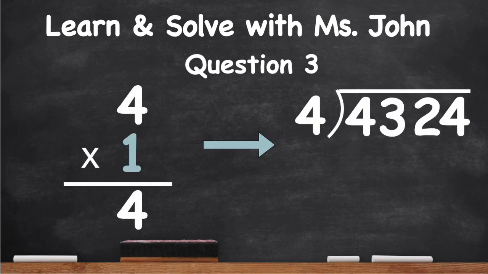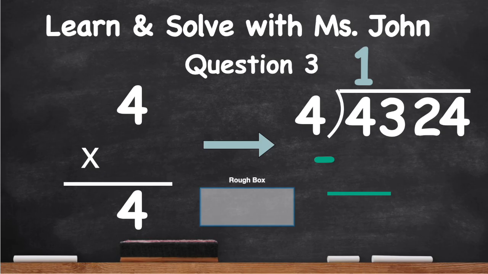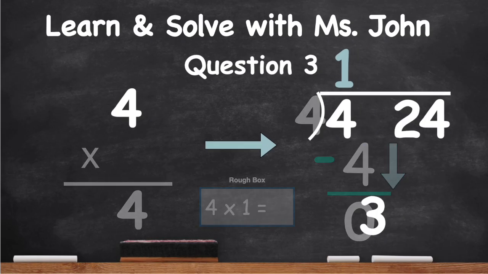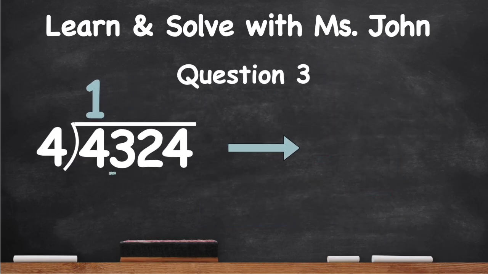1. So let's move that 1 on top of the 4. And remember, we got to determine what we are going to subtract that 4 by. So let's draw a rough box. And in that rough box, we're going to write 4 times 1. 4 times 1 equals 4. Then we're going to move that 4 under the 4 in the division section. We're going to do 4 minus 4. 4 minus 4 equals 0. Okay, and now we got to bring down that 3. Now the next number that we're going to work with is the 3.